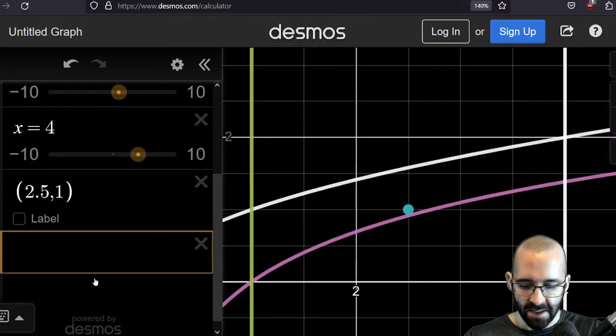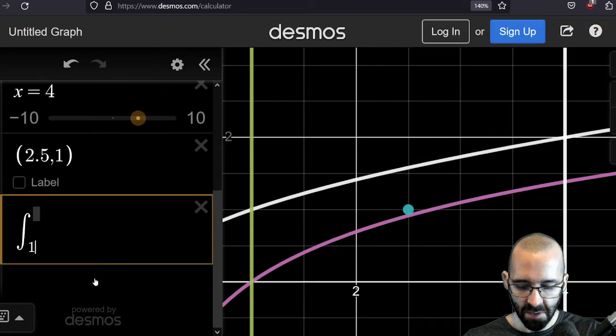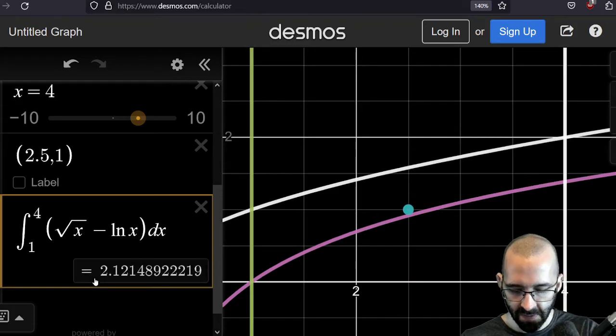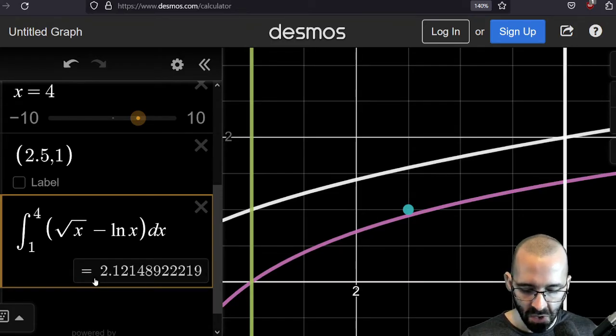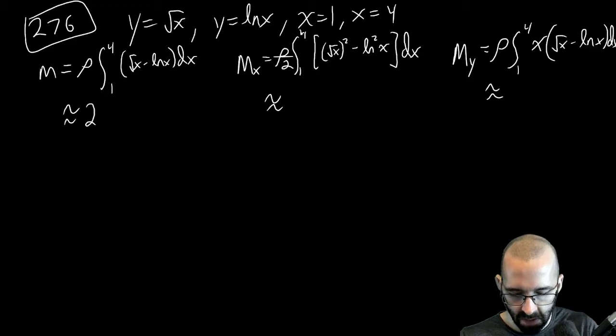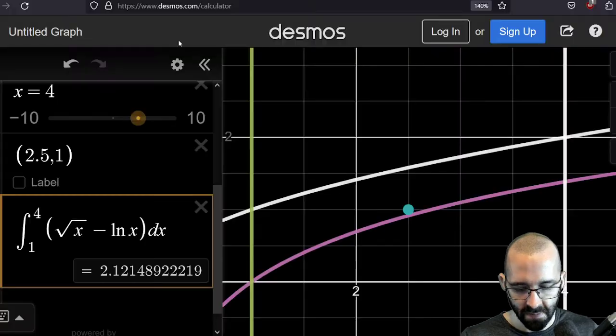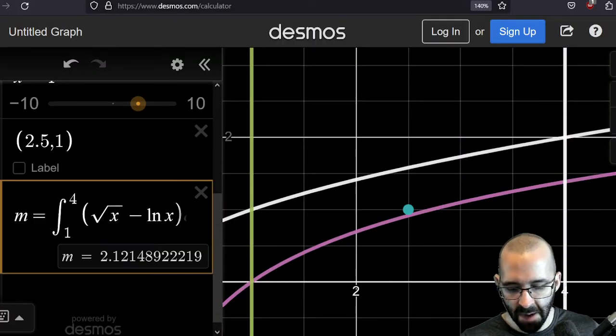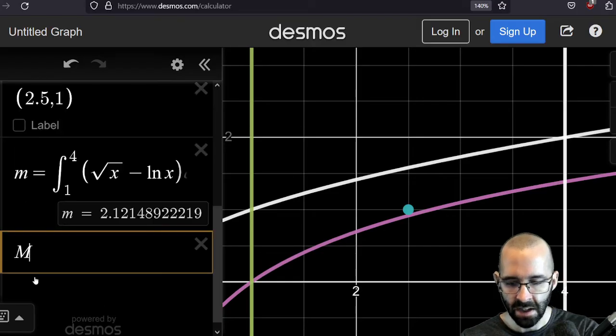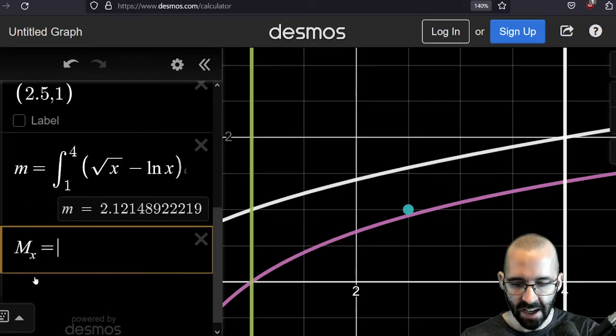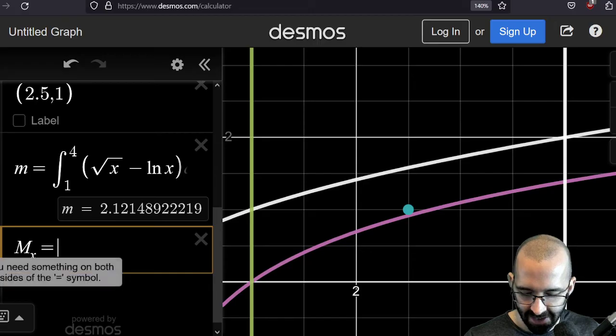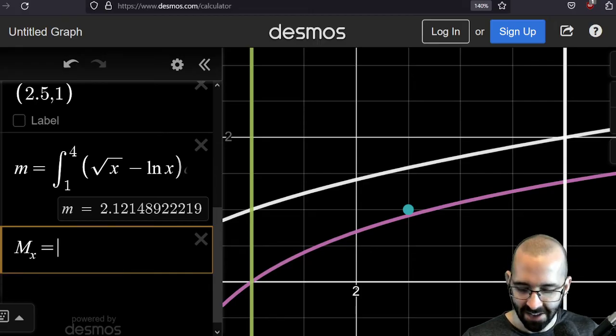So we do the total mass. It's going to be rho times the integral from 1 to 4 of top minus bottom. Total mass is about 2.121 times rho, that density. And let's make this a little easier on ourselves. Let's call this m. The moment with respect to the x-axis, does it like this? Yeah, it likes this. Great.